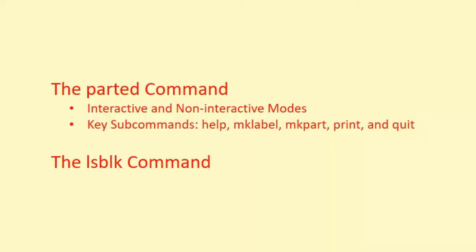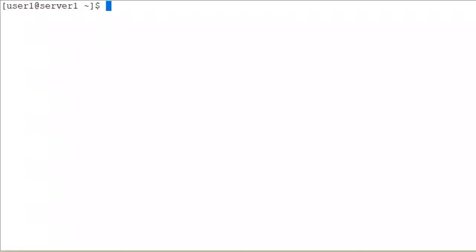The parted command is used to create and manipulate disk partitions on a Linux system. This program may be invoked in both interactive and non-interactive modes. I'll show you examples of both. Let's first find the disk that is available for us to work with using the lsblk command. The lsblk program is a simple command that shows a list of all the block devices on the system, their sizes, partitioning status, etc. Let's run it.